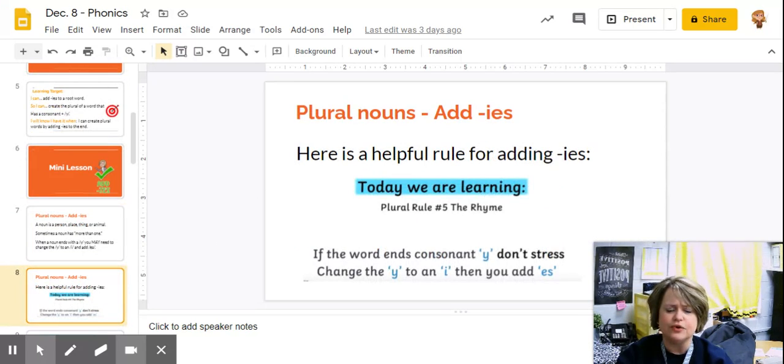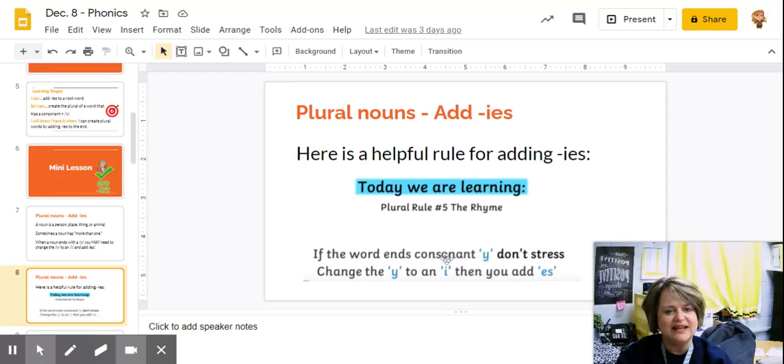Here is a helpful rule for adding IES. If a word ends consonant Y, don't stress. Change the Y to I, then you add ES. If the word ends consonant Y, don't stress. Change the Y to an I and add ES. So we can keep telling ourselves that, and that will help us remember that hint.